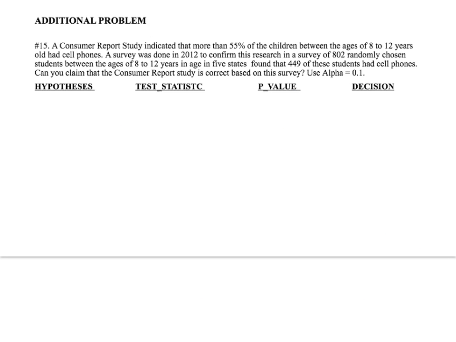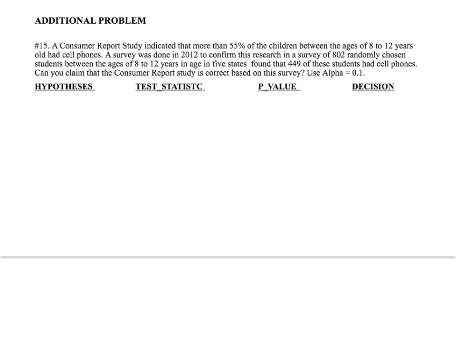So here we have a consumer report problem. So we'll go through this one as well. A Consumer Report study indicated that more than 55% of the children between the ages of 8 to 12 years old had cell phones. A survey was done in 2012 to confirm this research. In a survey of 802 randomly chosen students between the ages of 8 to 12 in 5 states, 449 of these students had cell phones. Can you claim that the Consumer Report study is correct based on this survey?